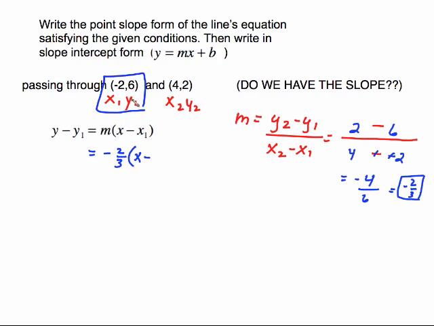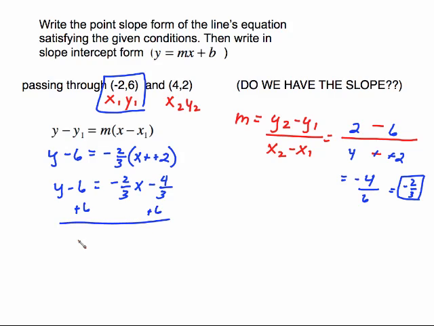So this is x minus x sub 1, which is negative 2. Over on this side, this is y minus 6. Distribute, or actually let's change this to plus. Distribute, negative 2/3 x minus 4/3, because negative 2/3 times 2 is negative 4/3. If you can't do that arithmetic in your head, you can type it into your calculator. And our last step is add 6 to both sides. Same thing I said on the last slide. Your scientific or graphing calculators will do the fractions for you.